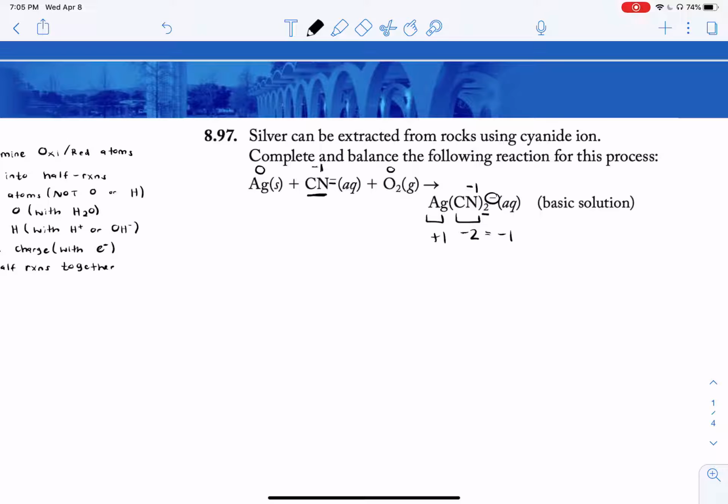Awesome. So now we can determine what's oxidized and what's reduced. In this case, what's oxidized is going to be silver, because silver is going to go from a 0 to +1 charge. So that means it's going to lose electrons and become positive. And then what's getting reduced? You can see the CN doesn't actually change charges. It stays at a -1. So that can't be it. So the only thing that could be reduced is the oxygen. So that means it's gaining electrons.